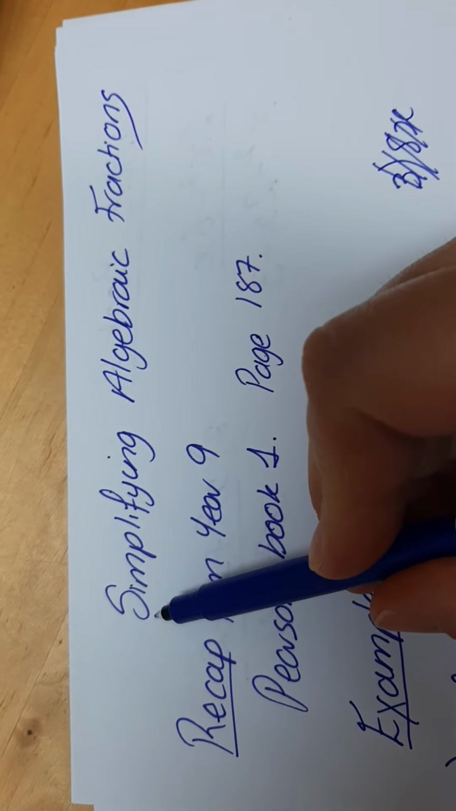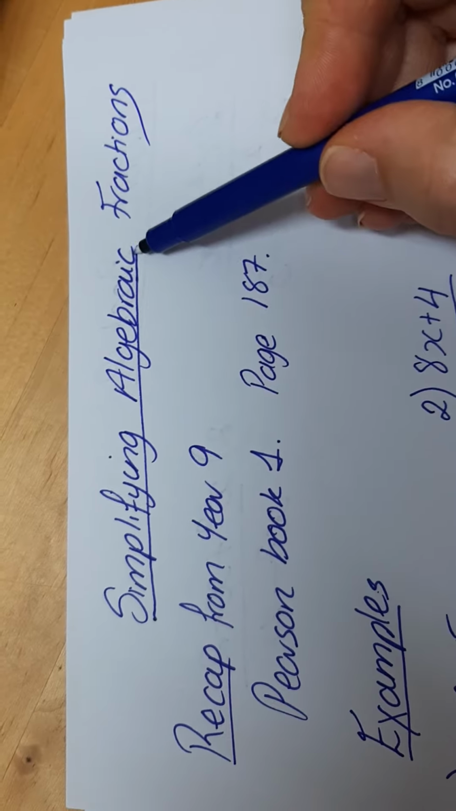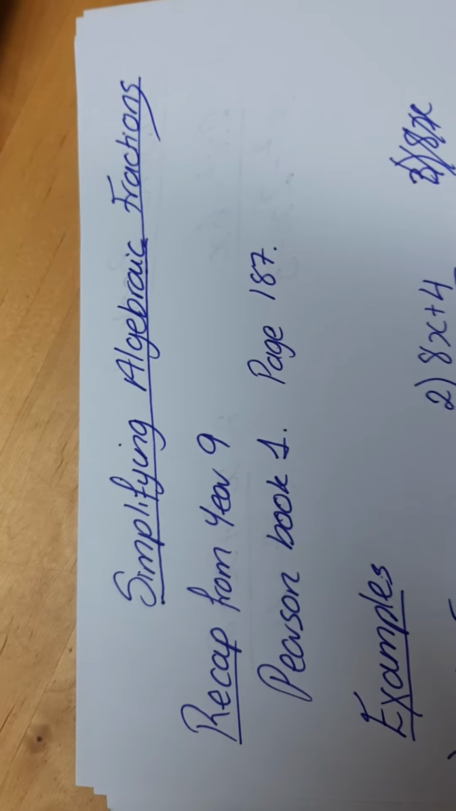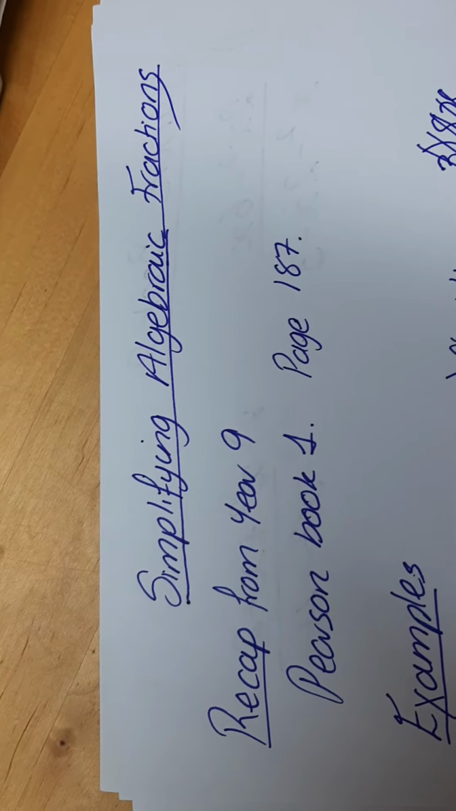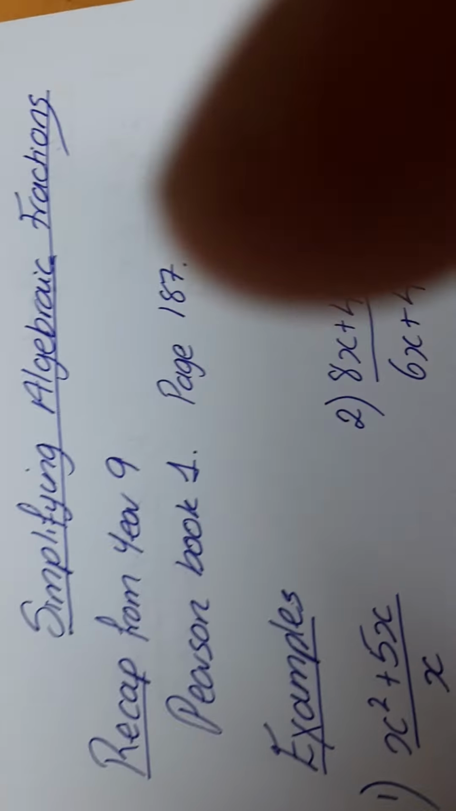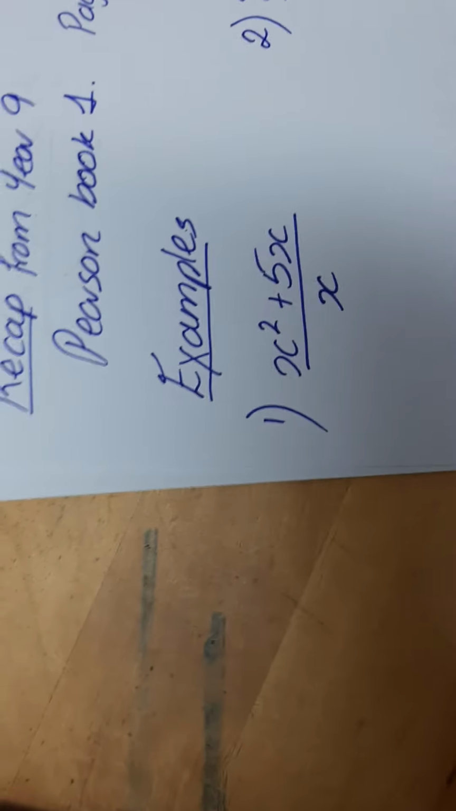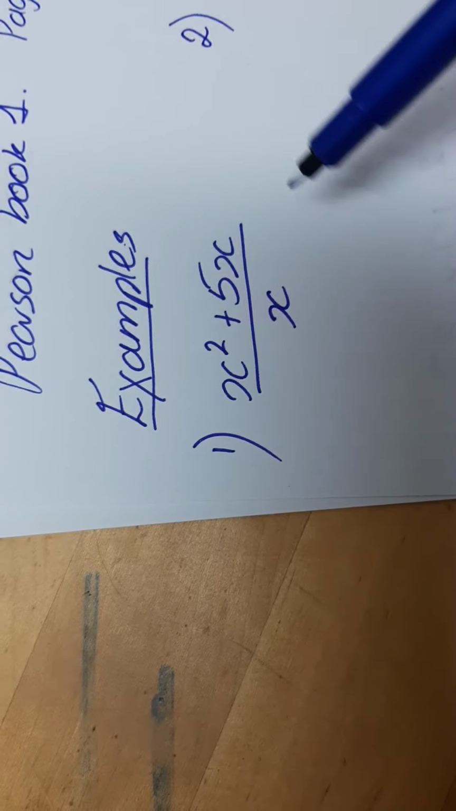It's a bit late in the day, but we're going to look at simplifying algebraic fractions. It's something you've already done last year, and we're going to build on it a little bit this year. So let's just have a look at what we did last year from Pearson Book 1 on page 187.